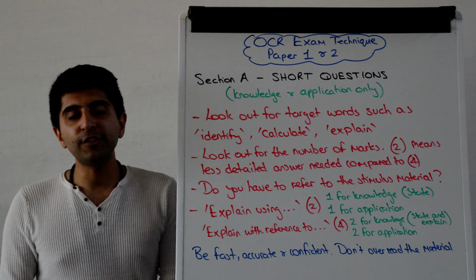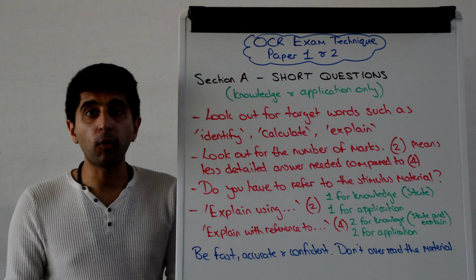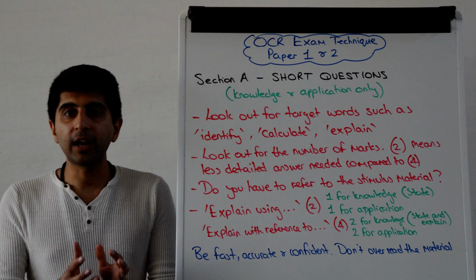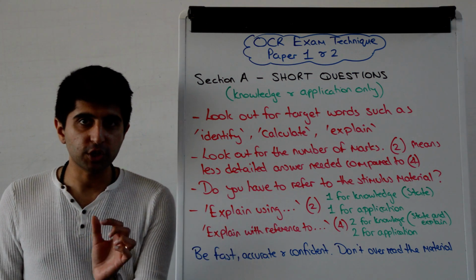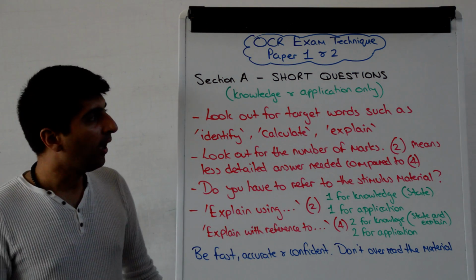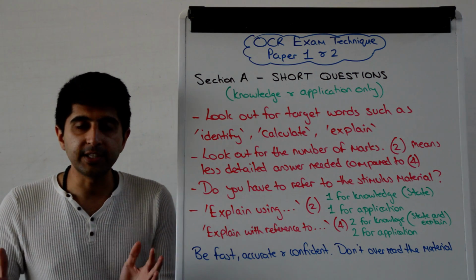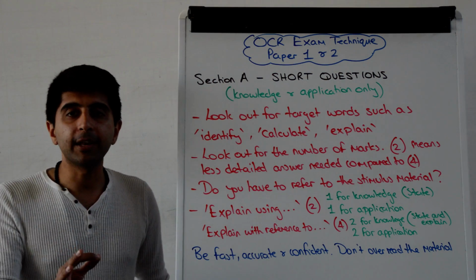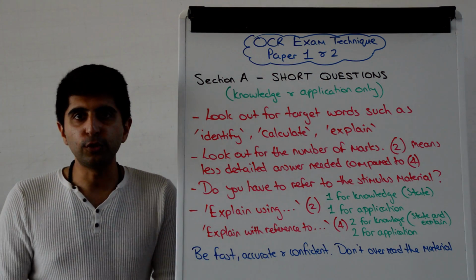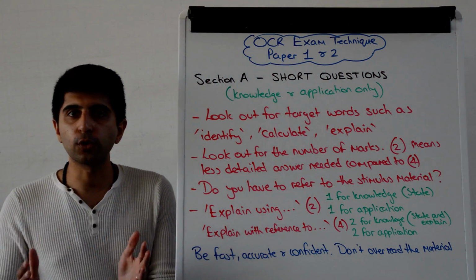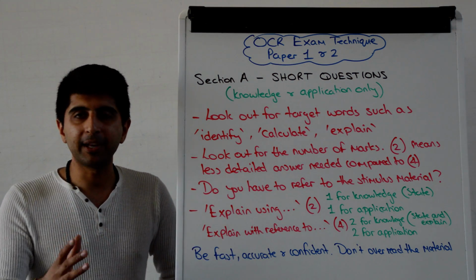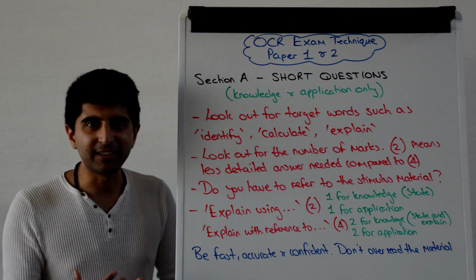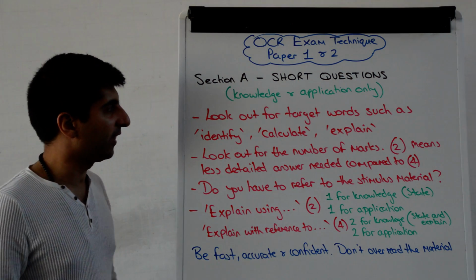Hello OCR students, in section A of both your paper 1 and paper 2 exams you're going to have 10 marks of short questions that you need to answer. These short questions can be a variety of styles, but they're only ever going to test knowledge and application only. No other skills you need, no analysis, no evaluation on these short questions, just basic knowledge and application. It's a bit of a warm-up really to get you into the exams. That's all these questions are there for.